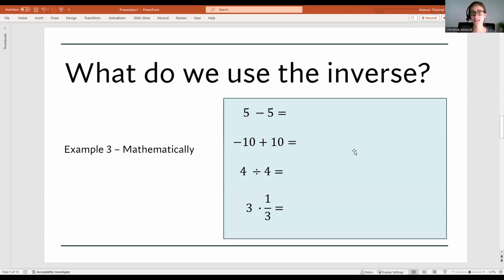And then lastly, let's look at why this really works mathematically. So when we're talking about inverse, when we're doing the opposite, it always clears it. Sometimes you'll hear teachers say it cancels out or it zeroes out.